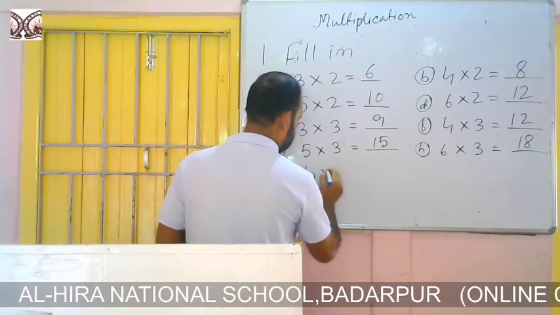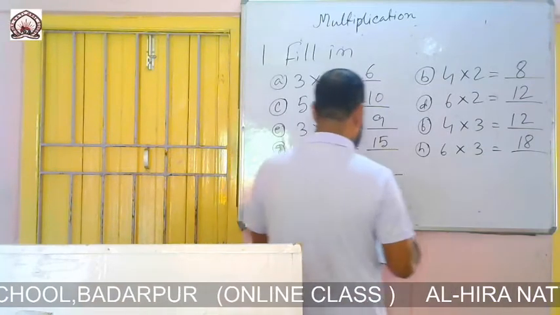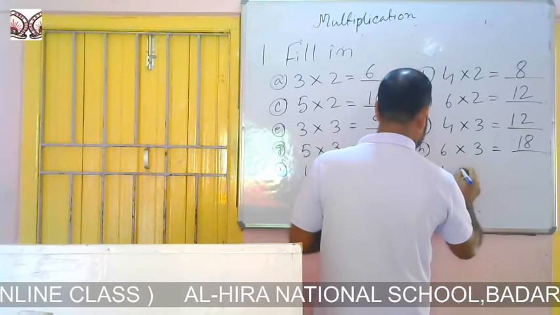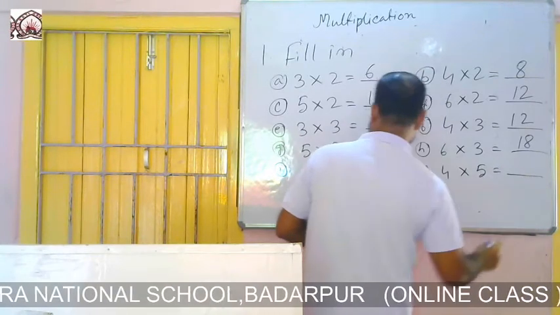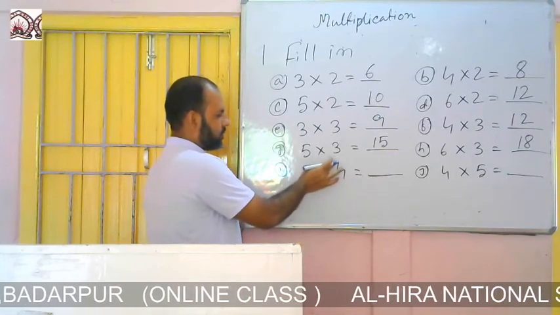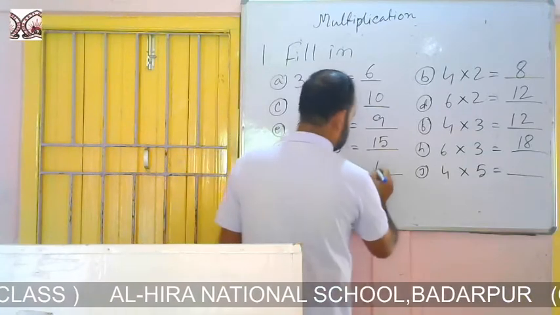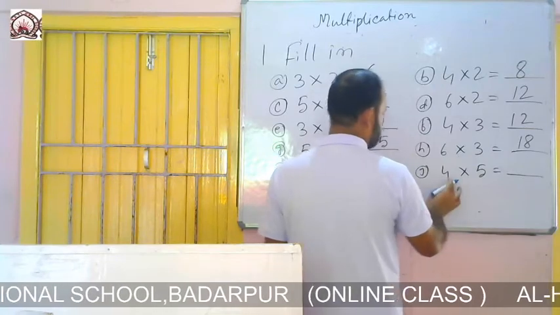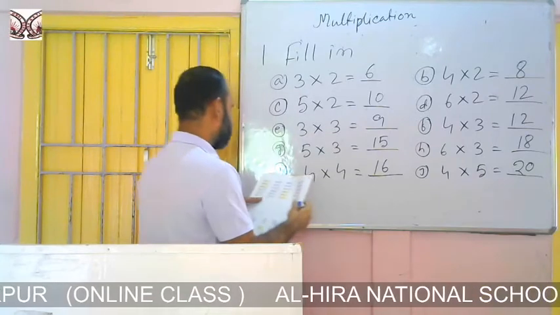4 into 4. Next, I, J, 4 into 5. So here we count 4, 4 times. 4 1s are 4, 4 2s are 8, 4 3s are 12, 4 4s are 16. 4 5s are 20.